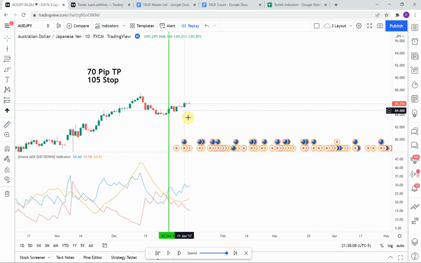All right, so the first signal that we pick up is a long signal right here on this one. You see that we get that cross of the blue line up above the red, and the ADX orange line is running right down the center of them. And so we go long right here. You can see we get a tad bit of consolidation, then a little bit of a push to the upside, just enough to get us to take profit.